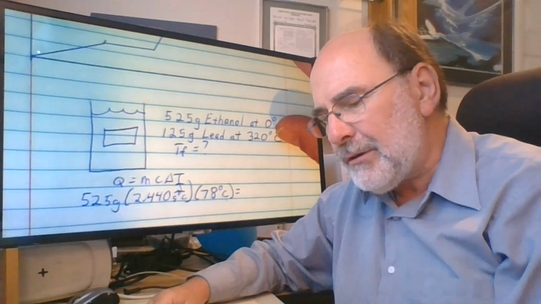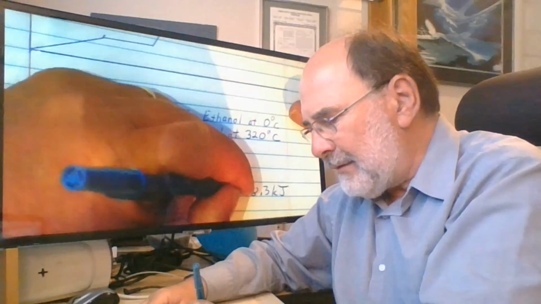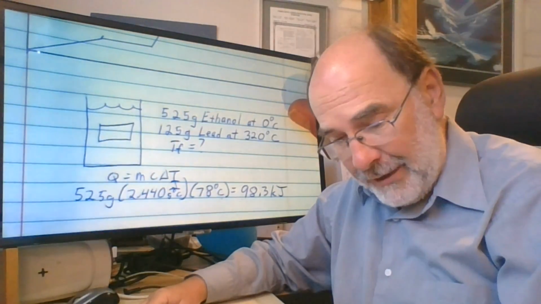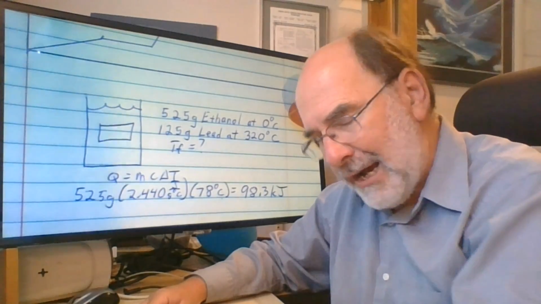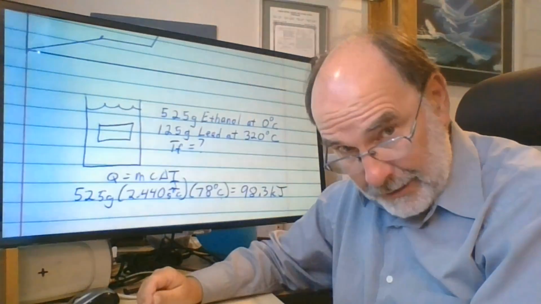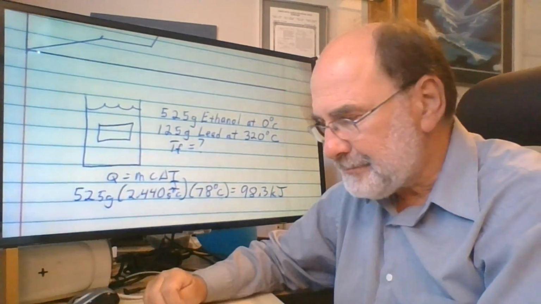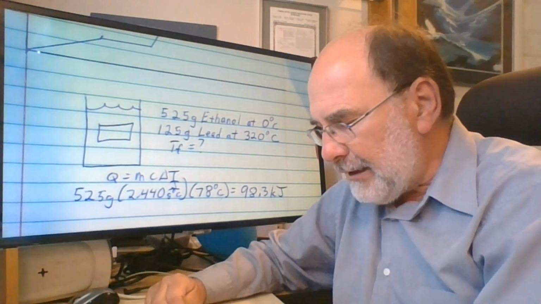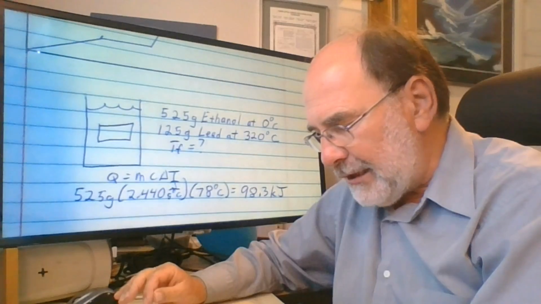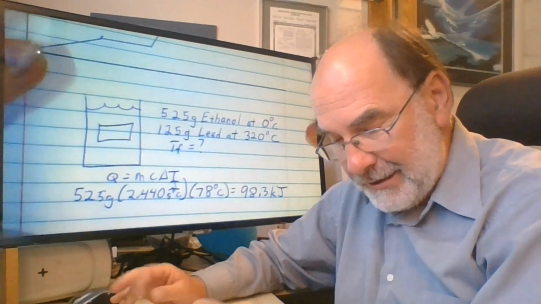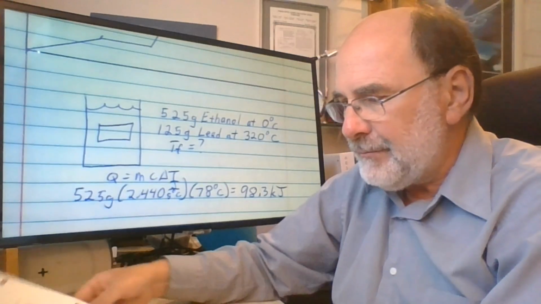And I get 98.3 kilojoules. Okay, well, I'm going to take that amount of energy away from this hot lead and see where that puts the lead. So I'm assuming that the ethanol is going to take at least that much heat energy away from the lead, cooling down the lead.